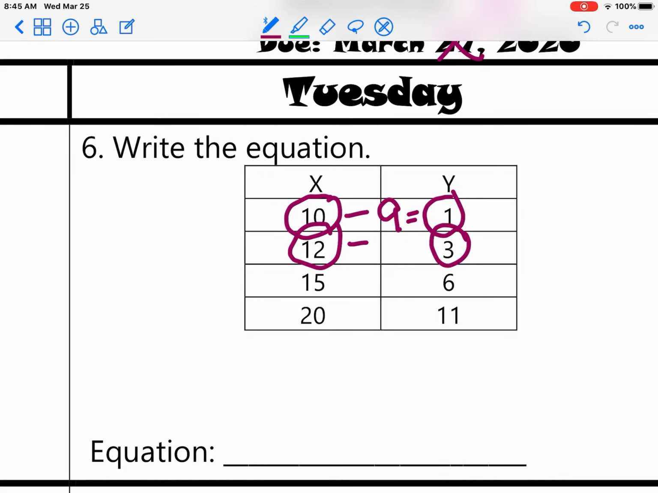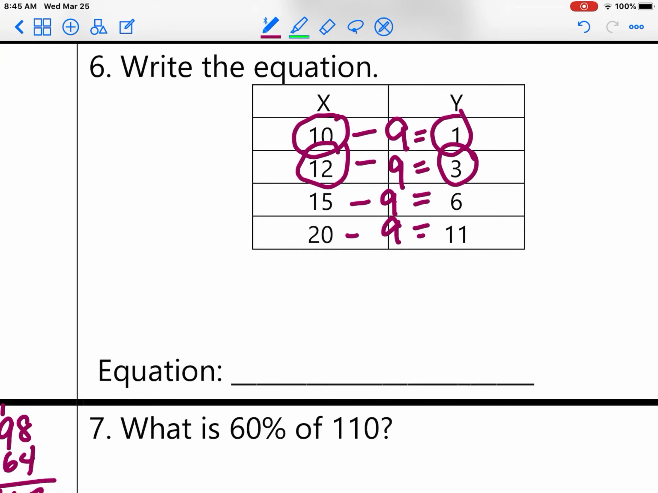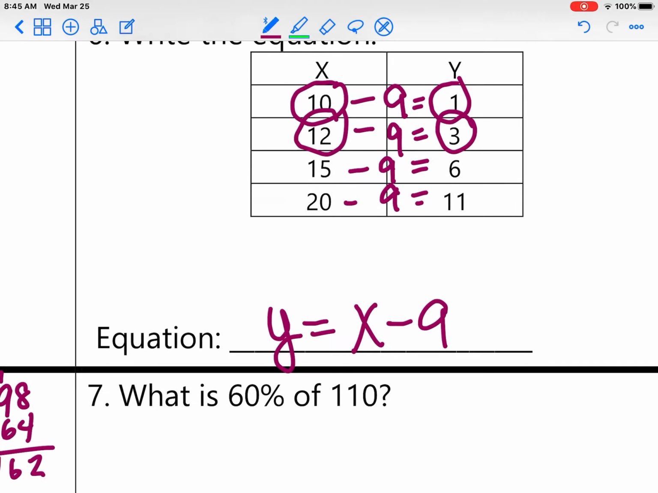Let's see. 10 minus 9 equals 1. Does 12 minus 9 equal 3? Why, yes, it does. And 15 minus 9 equals 6. And 20 minus 9 equals 11. So we found our pattern. Our pattern is y equals x minus 9. There we go. There's number 6.